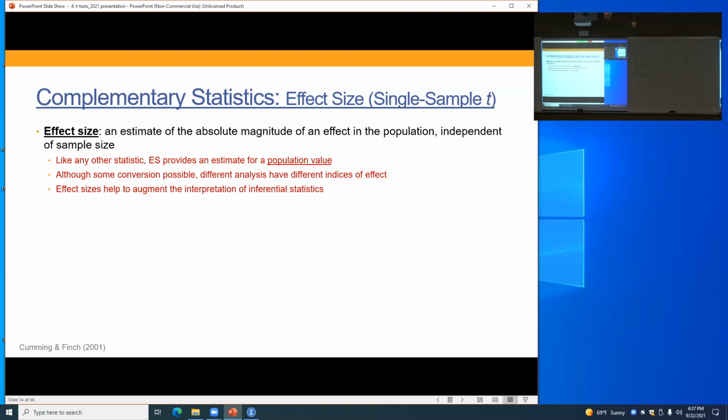Somewhere out in the universe, there's an effect size for the difference in height between men and women in the US who are adults, right? There is a real actual effect size for that. We will never know what that is. What we're doing with our sample is calculating an estimate that tries to represent what that effect size is out there in the population, right?